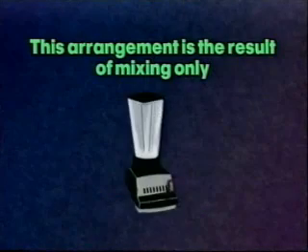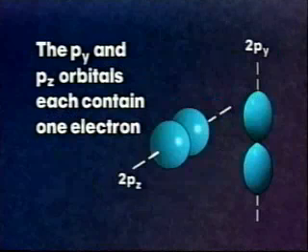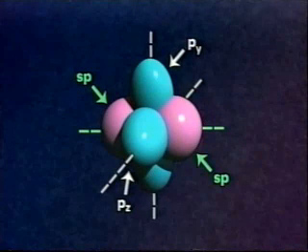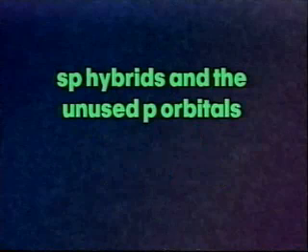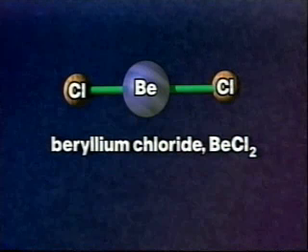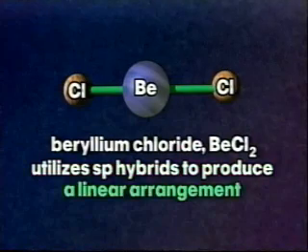In fact, this arrangement is the result of mixing only 1 p orbital and 1 s orbital. The py and pz orbitals each contain 1 electron and lie perpendicular to the linear axis of the molecule. We'll eventually see how the sp hybrids and the unused p orbitals on carbon are used to form triple bonds. Beryllium chloride, BeCl2, is another molecule which utilizes sp hybrids to produce a linear arrangement.